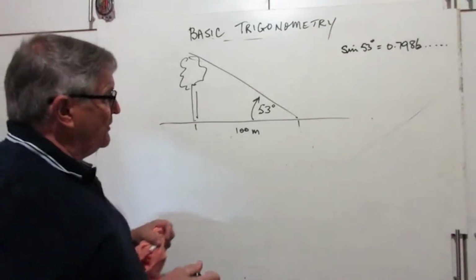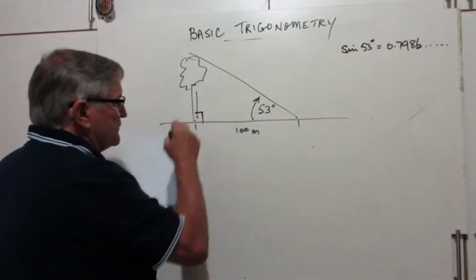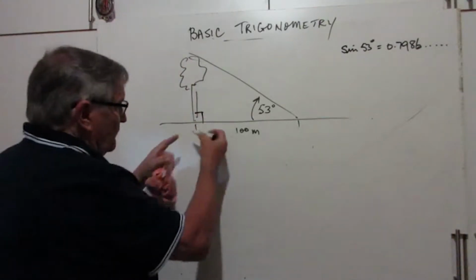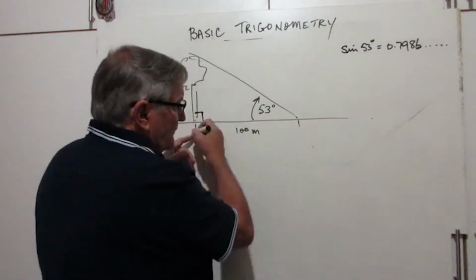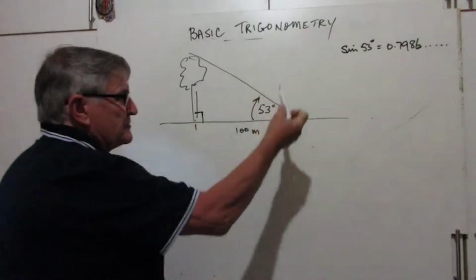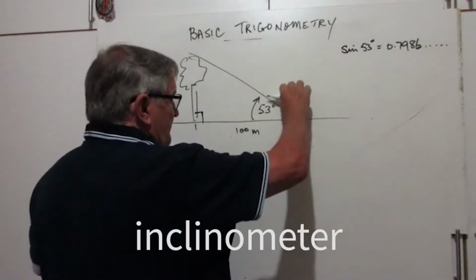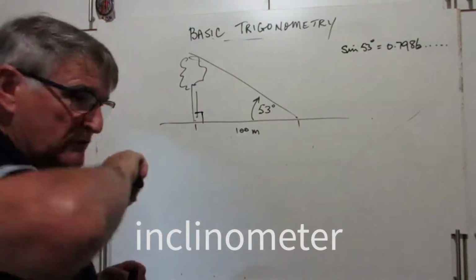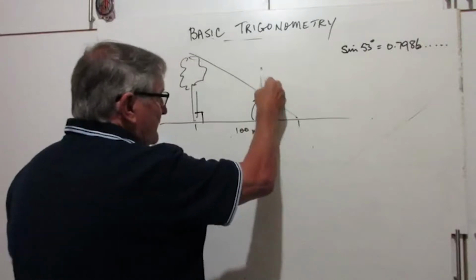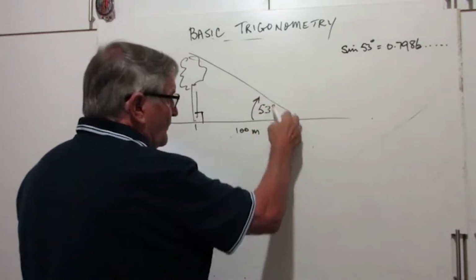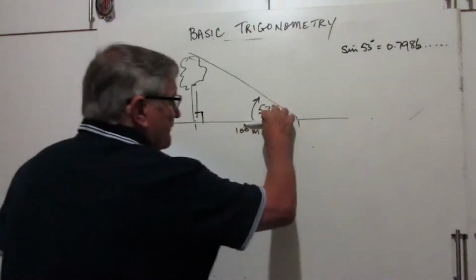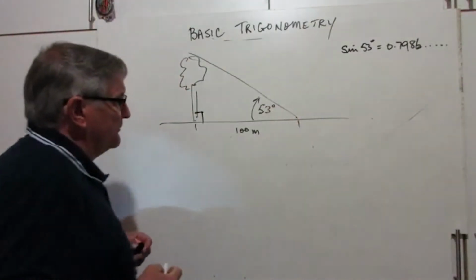Let's say we wanted to measure the height of a tree. We assume the tree is vertical, at 90 degrees. We've measured out 100 metres horizontally from the base of the tree, and we've used some sort of device, I forget what you call them, to look through with a vertical angle and read off that this is a 53-degree angle. It's an angle of elevation of 53 degrees.